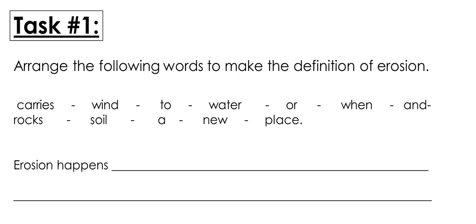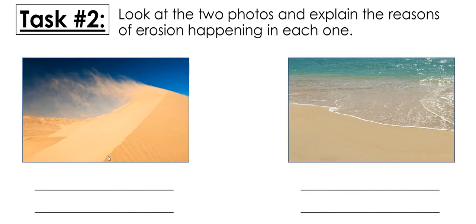Task number 1 says, arrange the following words to make the definition of erosion. So we have here all the words, and you need to arrange the words to write the meaning of the word erosion. For task number 2, look at the two photos and explain the reason of erosion happening in each one. Look at this photo. What is the reason of erosion here? Sand. What about here? What do you see? What is the reason of erosion in this picture?